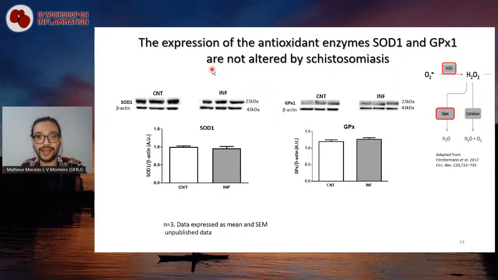So with this high oxidative stress, we now evaluated the antioxidant enzymes of our model. These antioxidant enzymes, as I explained, detoxify the radicals. First we evaluated superoxide dismutase 1, SOD, the cytosolic isoform, and we didn't see any difference between both groups. Further, we evaluated GPX, the glutathione peroxidase, that detoxifies another free radical, but again, we didn't see any difference between both groups.